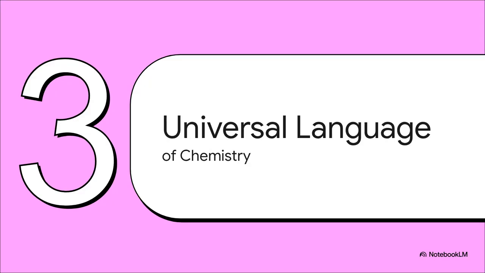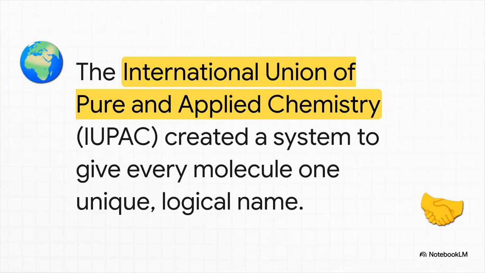We need to talk about the IUPAC system. You can think of it as a global grammar for chemistry. It's the system that makes sure everyone is speaking the exact same language. The goal here was absolutely massive. They wanted to create a set of rules so logical, so precise, that any chemist on the planet could look at a name and draw one and only one possible structure. No guesswork, no ambiguity, period.